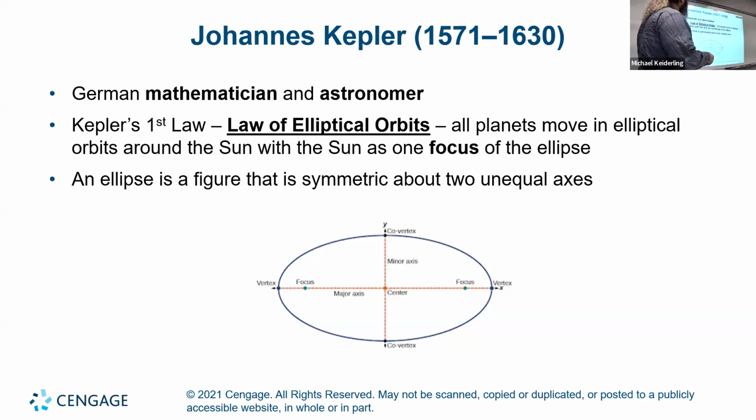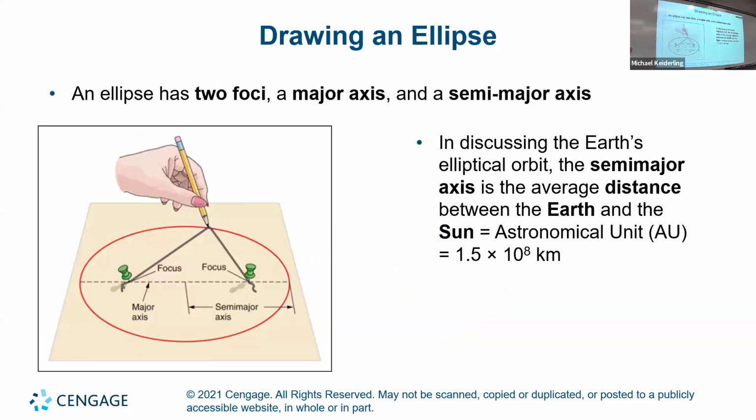And so for the orbit of a planet, the Sun will be at one focus, and the planet will travel around the ellipse. An ellipse has two foci, a major axis, which is the long way across, and half of that is the semi-major axis. And you can draw an ellipse by pinning two points in place and sketching around like this with a fixed length of thread, for example.